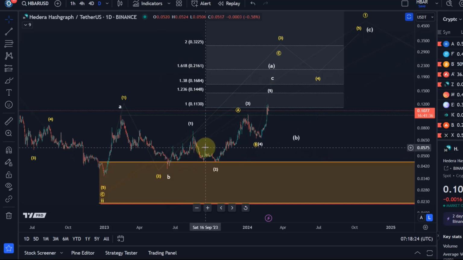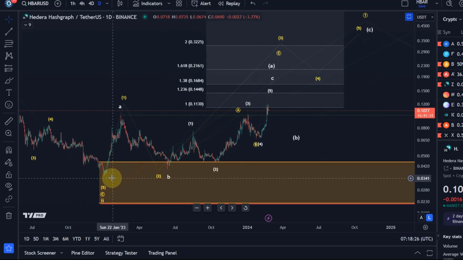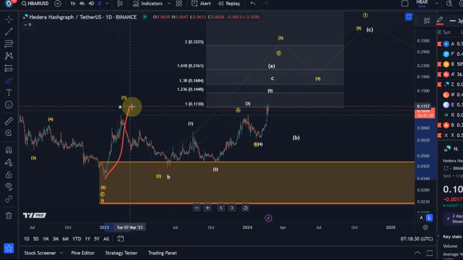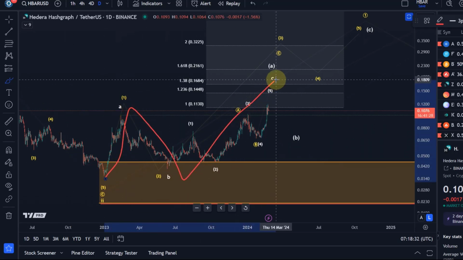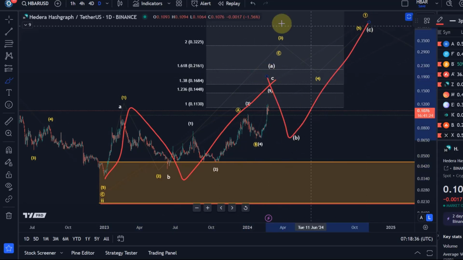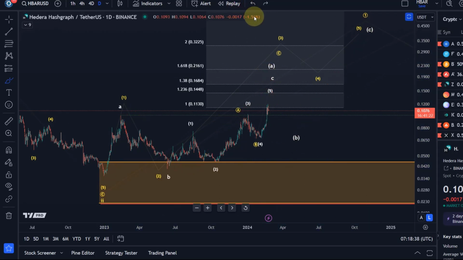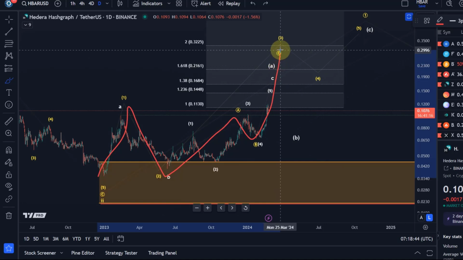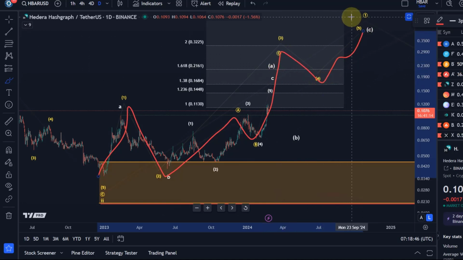Why? Because it's either a massive ABC structure that's unfolding here in the white count, A, B, C, which could then again turn into a larger A, B, C, or it's the yellow count, which however would have to be a diagonal 1, 2, and then A, B, C in wave 3, 4, A, B, C in wave 5. Two wave counts, both consist of corrective subwave structures.